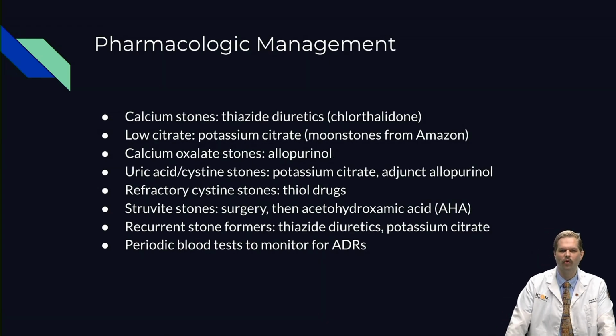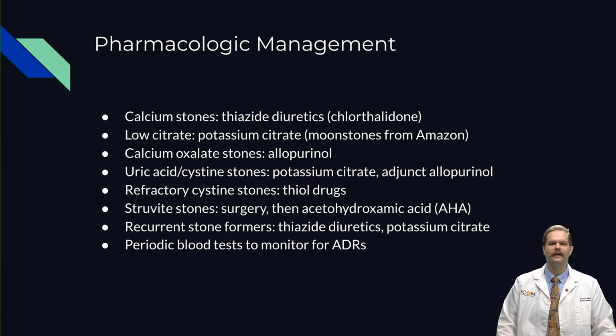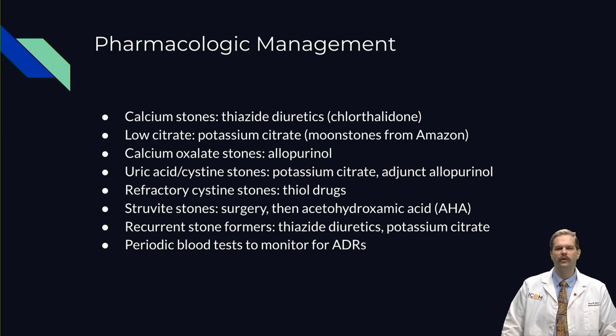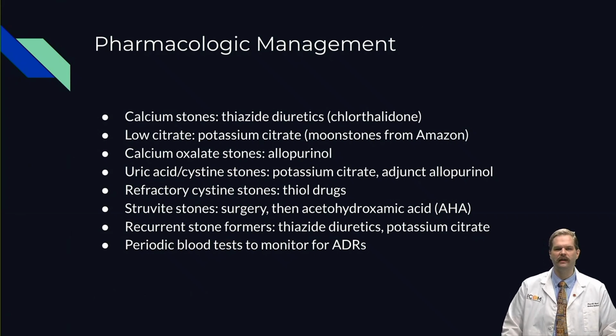Now that we've covered workup and lifestyle modifications for kidney stones, we will move on to some pharmacologic interventions. Patients with recurrent calcium stones and elevated urine calcium levels should be offered thiazide diuretics. Chlorthalidone is preferred over hydrochlorothiazide due to its longer-acting half-life of 48 hours versus 8 to 15 hours.